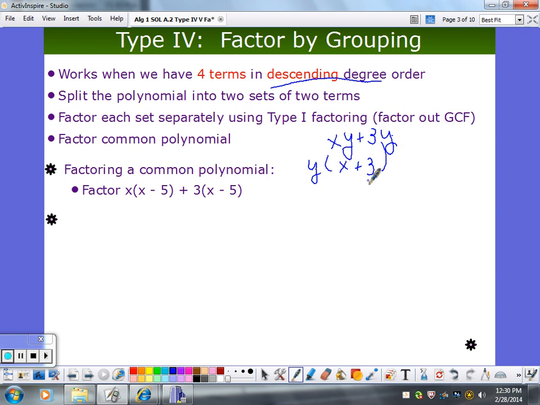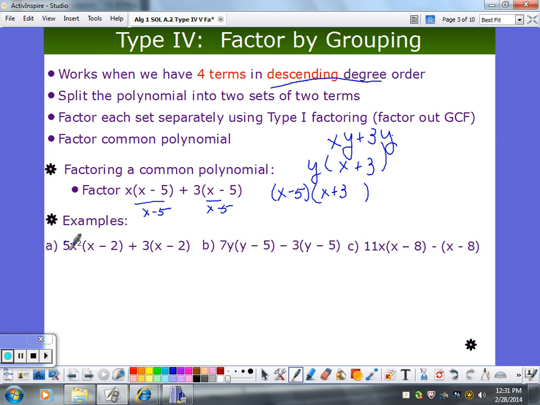You can see this comes right out. Now, what's going on here? Instead of it just being a variable, a y, I've got a common polynomial. And I can factor it out just like I factored out the y. I've got an x minus 5. That's the same. I'm going to factor it out. When you factor out, you take it out and then you open parentheses. So if I divide by my common factor, what's going to be left? x plus 3. That's factoring out a common polynomial.